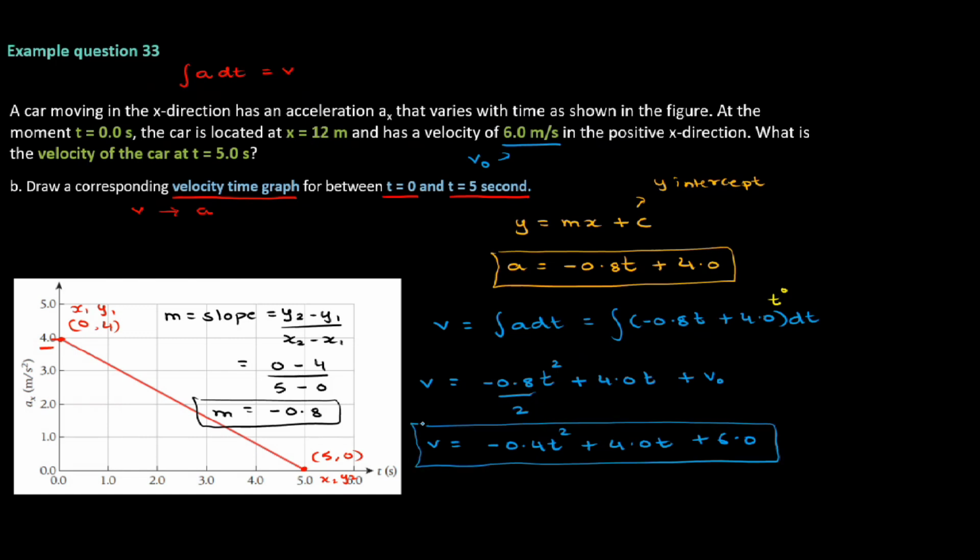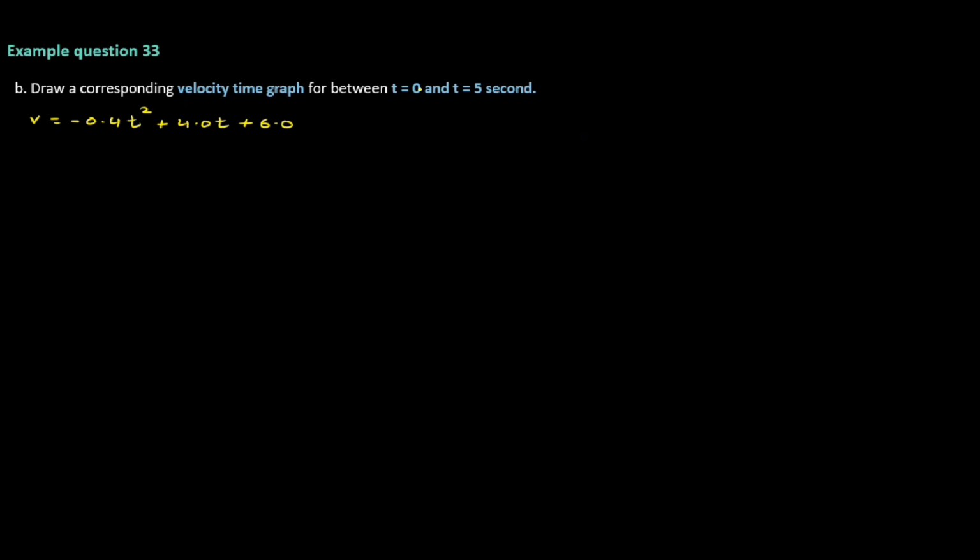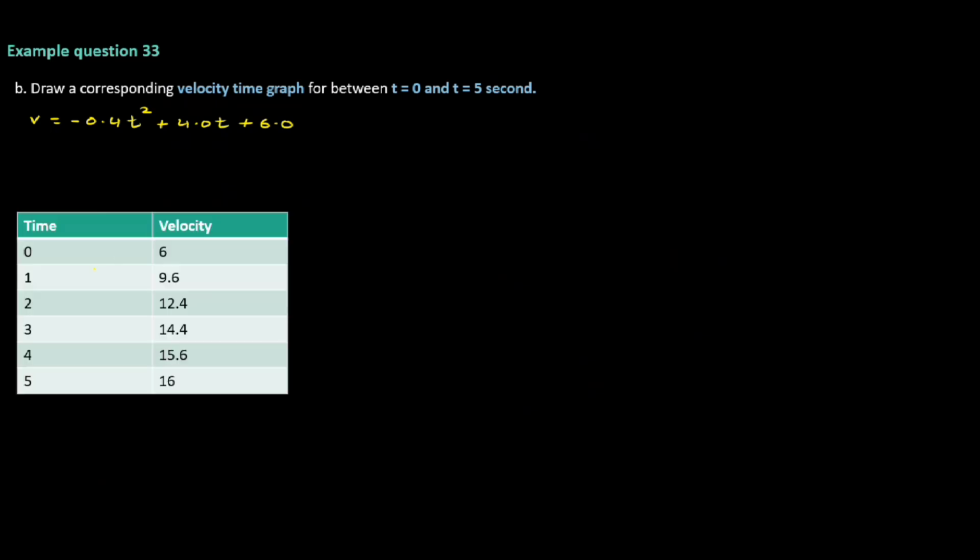Once I found the velocity function, now I can use this function to plot my graph. So we have the time value going from time t equals 0 to t equals 5 seconds. I'm going to use this time value and substitute in my velocity function to get the corresponding velocity value. So we will take time t equals 0, 1, 2, 3, and so on, and substitute them one by one in the velocity function to find the corresponding velocity values, like the one shown in this table here.